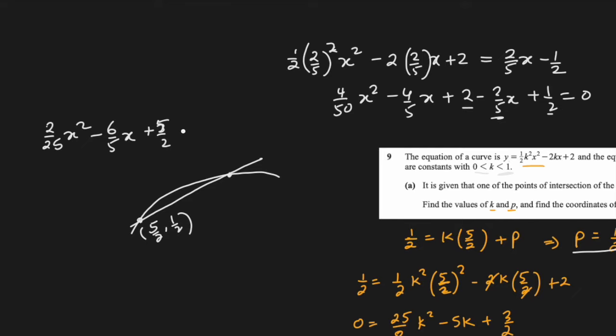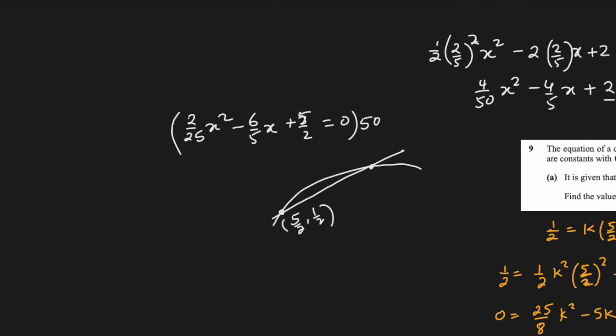Equal to 0. And now we can multiply the whole equation by a number which will take care of these denominators. So what should I multiply with? 50 is the LCM, right? 50, so that I get a clear-cut quadratic equation. That's what I'm trying to do here. So 50 times 2 over 25 cancels to 2 times 2, 4x square. 6 over 5, 5 and 50 cancel out, 10, so 10 times 6, 60x. And 2 and 50 cancel to 25 times 5 is 125, equal to 0.